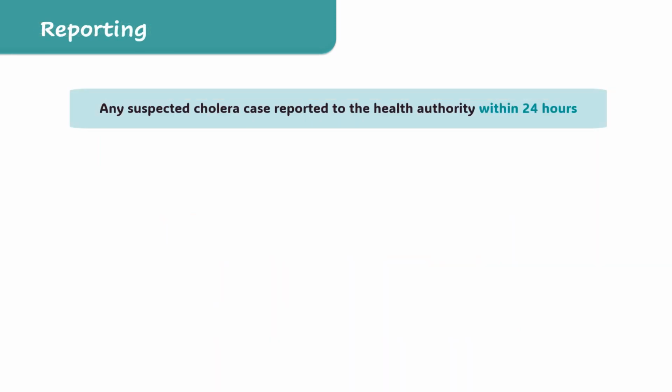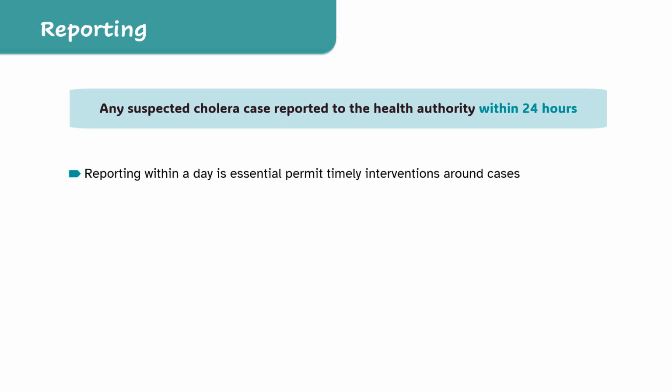Any suspected cholera case detected through health facility-based surveillance, community-based surveillance, or event-based surveillance is reported to the health authority within a day. Prompt reporting is essential in order not to delay interventions around cases. Time is key to interrupt transmission.